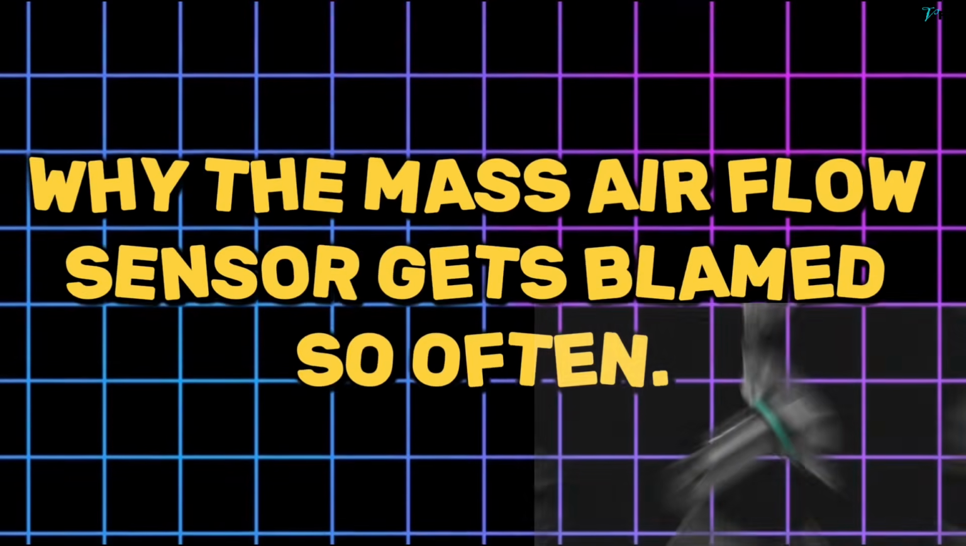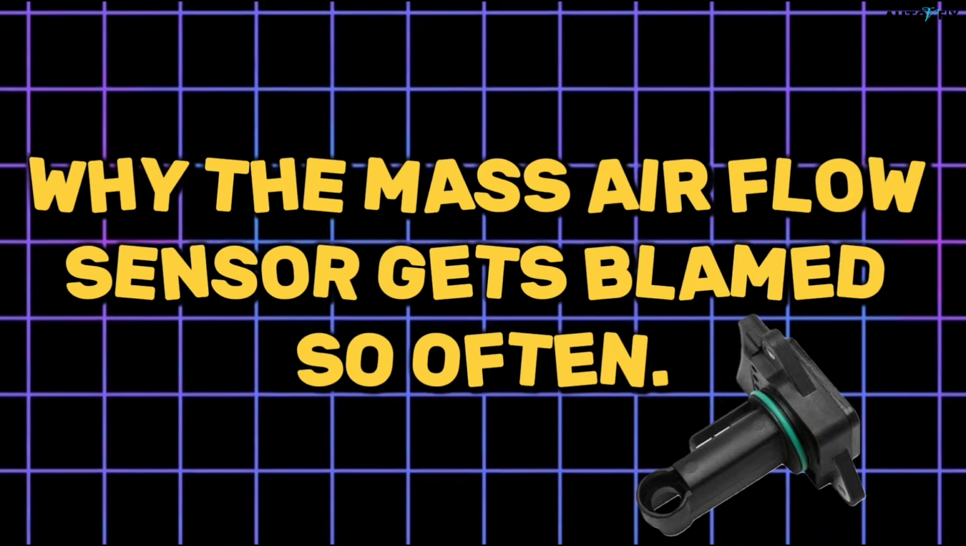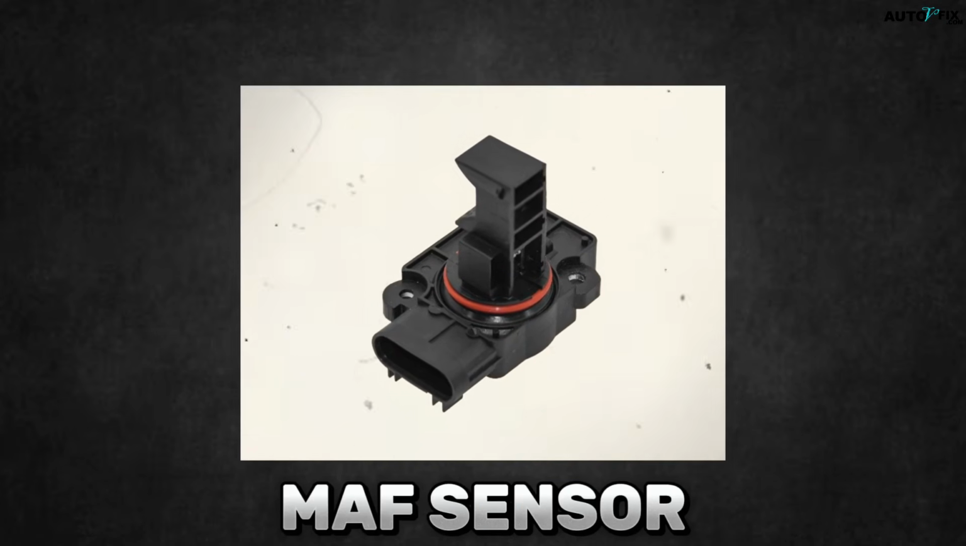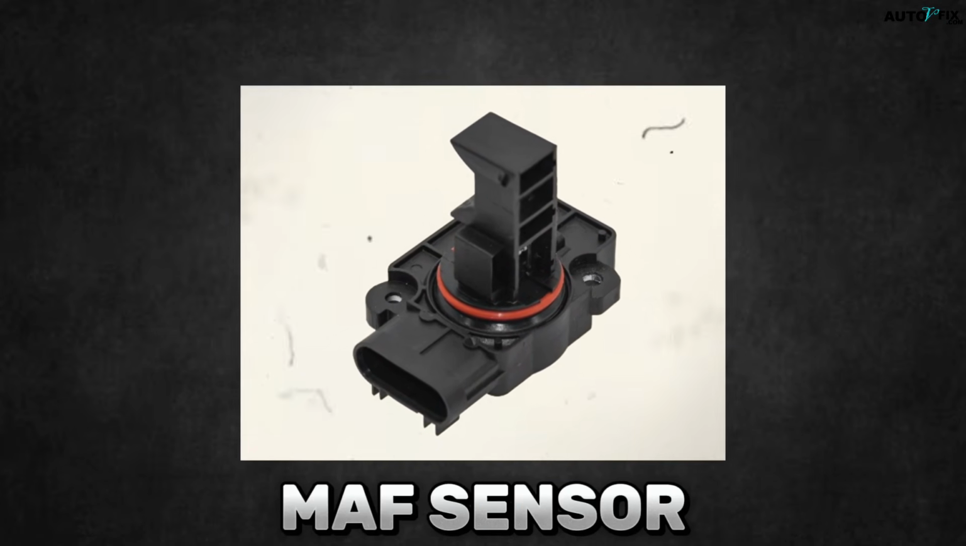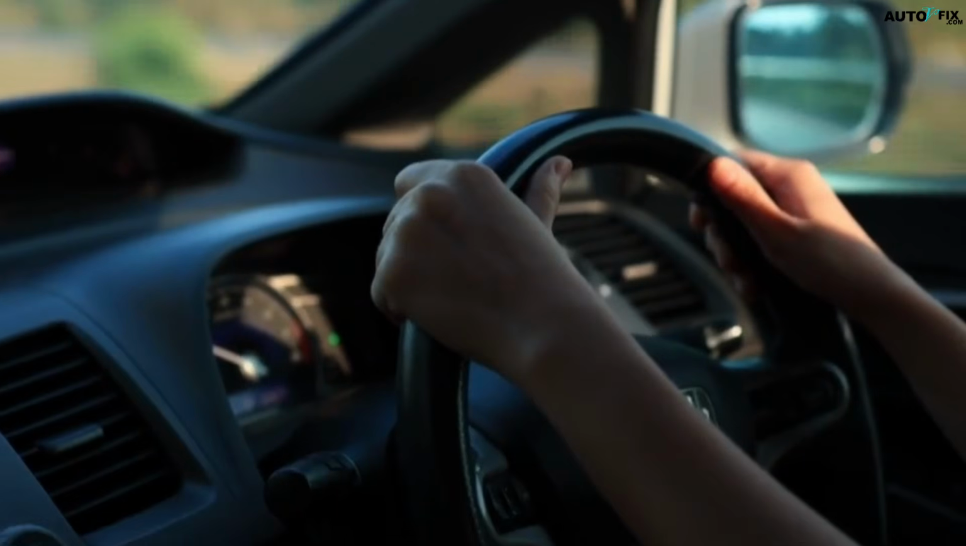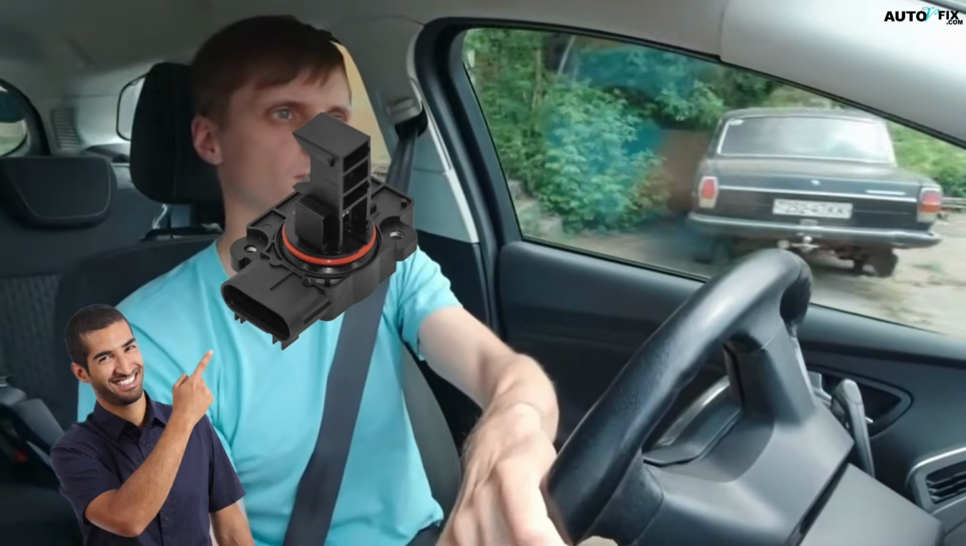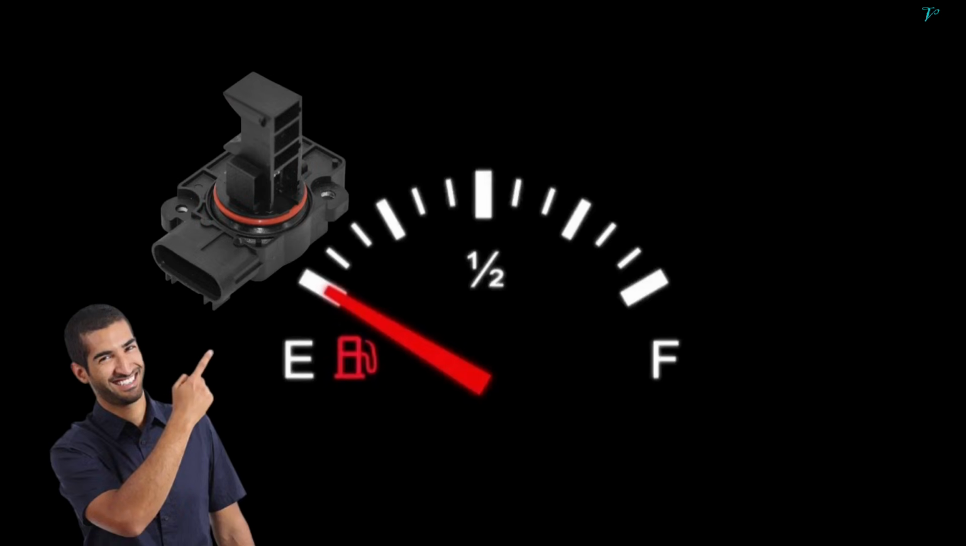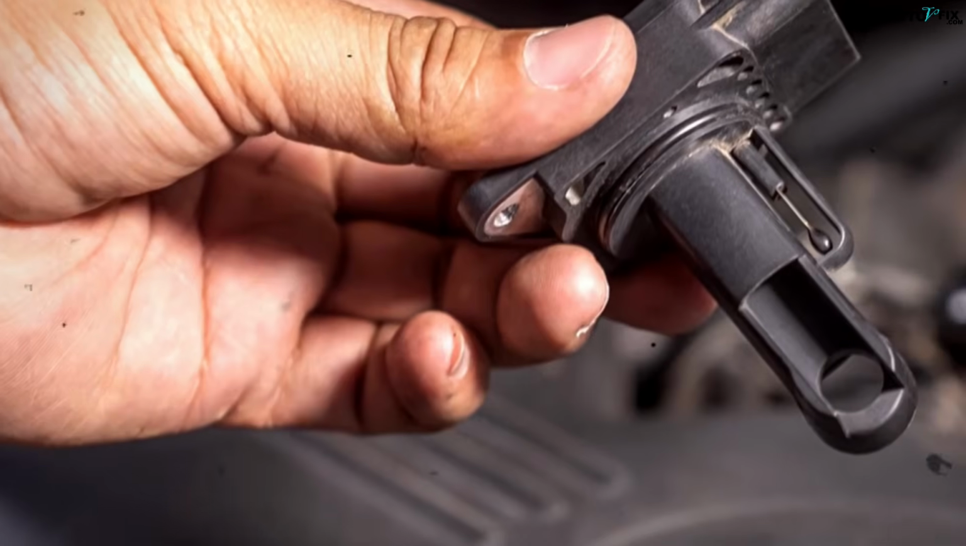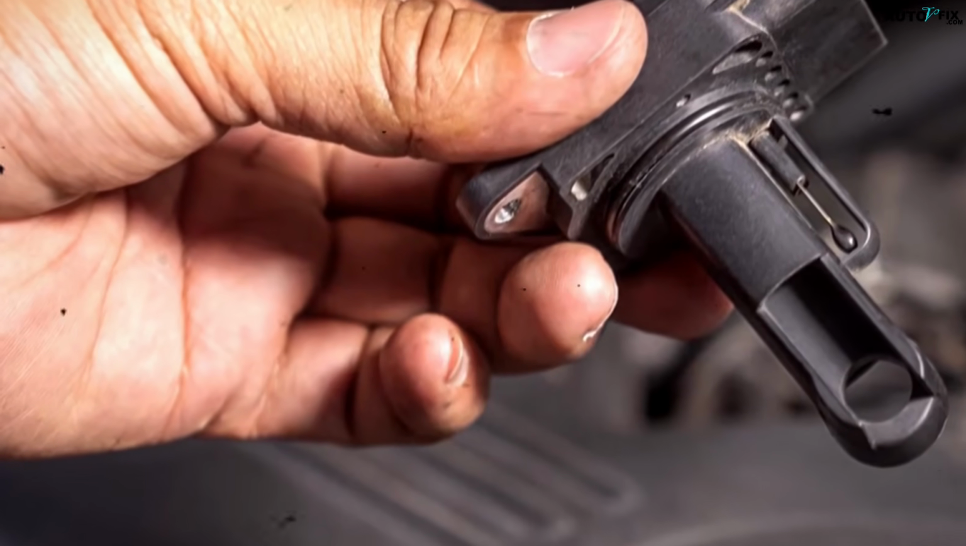Now let's discuss why the mass airflow sensor is often blamed. The MAF sensor has almost become the default answer anytime a car runs poorly. Rough idle? People say it's the MAF. Poor acceleration? Replace the MAF. Bad fuel economy? Must be the MAF. While it certainly can fail, it's only one piece of a much larger system.